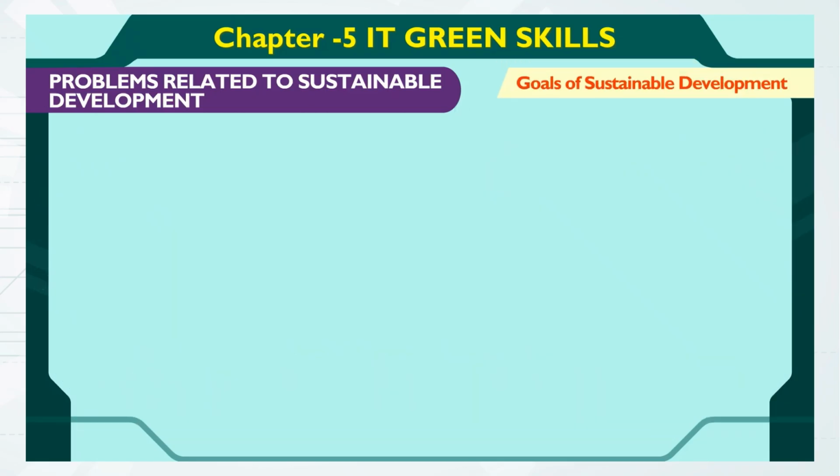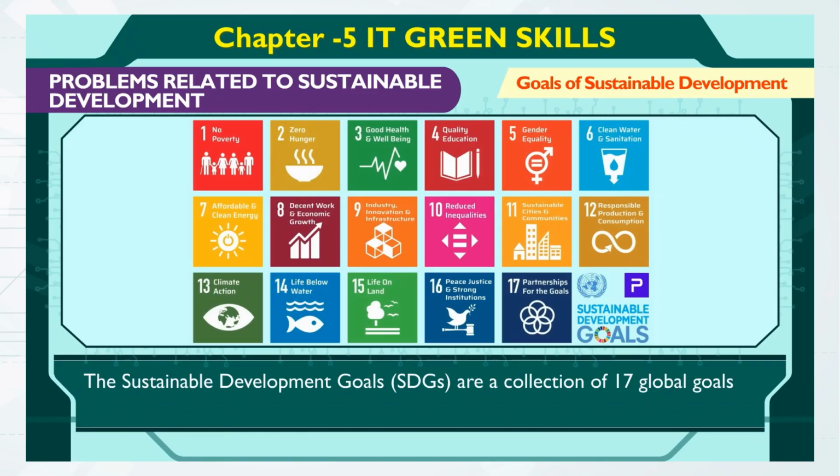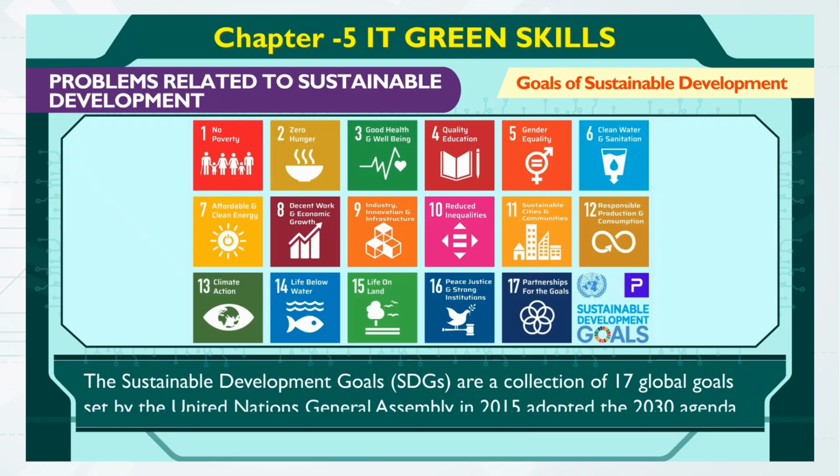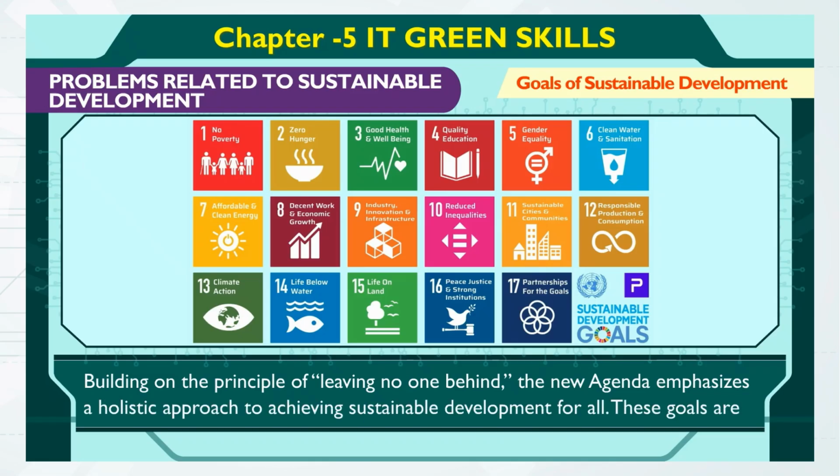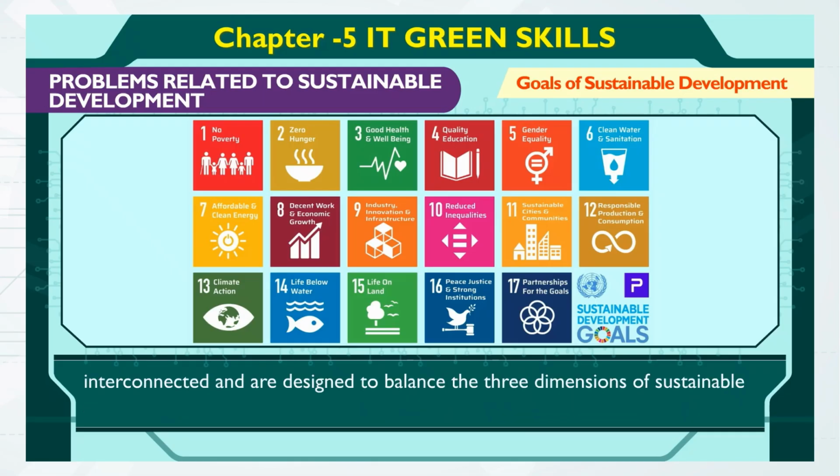Goals of Sustainable Development. The Sustainable Development Goals, SDGs, are a collection of 17 global goals set by the United Nations General Assembly in 2015, adopted in the 2030 Agenda. Building on the principle of leaving no one behind, the new agenda emphasizes a holistic approach to achieving sustainable development for all. These goals are interconnected and are designed to balance the 3 dimensions of sustainable development: the economic, social, and environmental. Here are the most important goals of sustainable development.